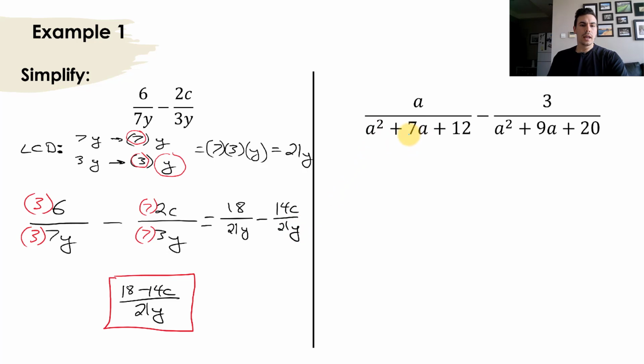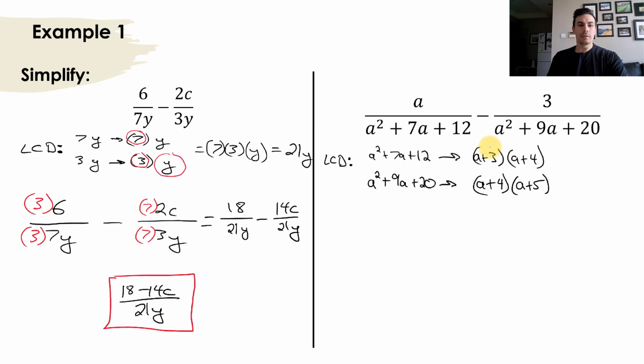All right, now let's take a look at our example here on the right. We'll go ahead and use the same process. It's just a little bit more complicated with our polynomials now instead of dealing with monomials. So we're going to go ahead and factor both of our denominators.